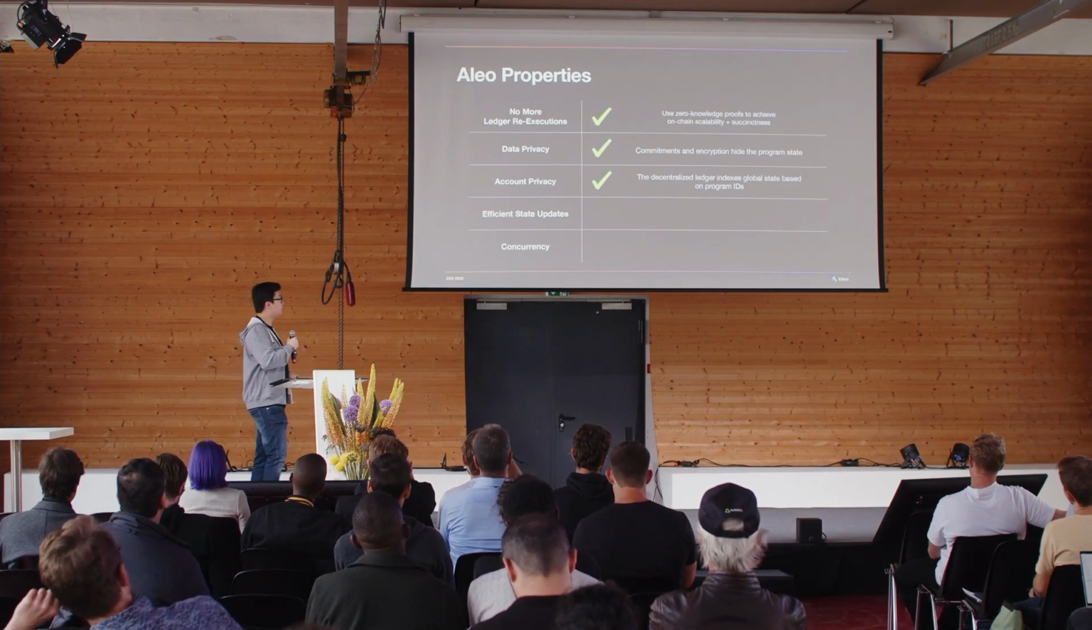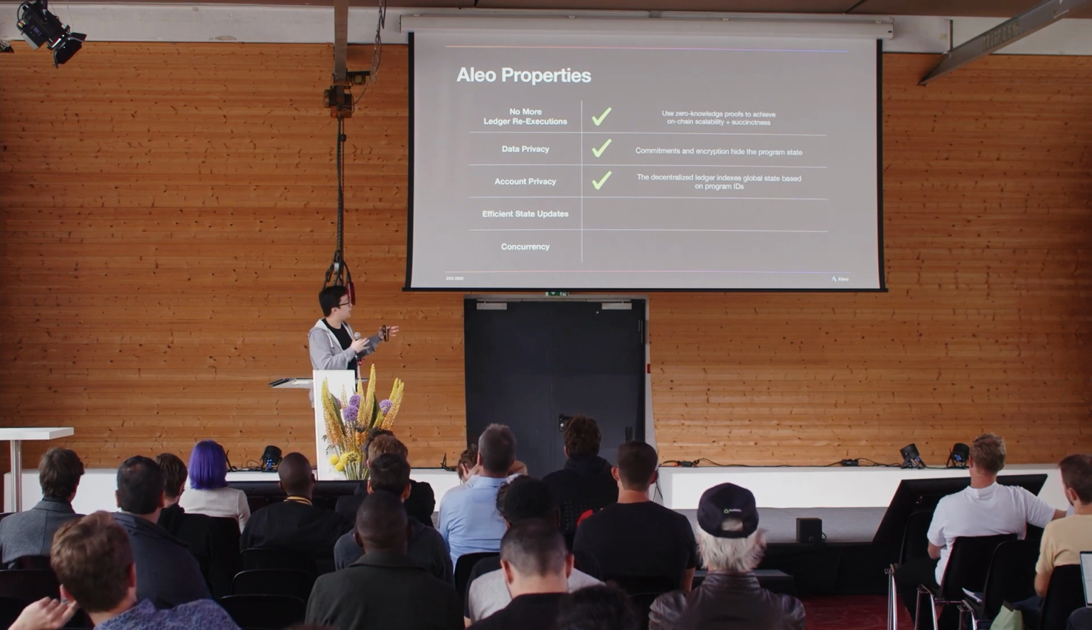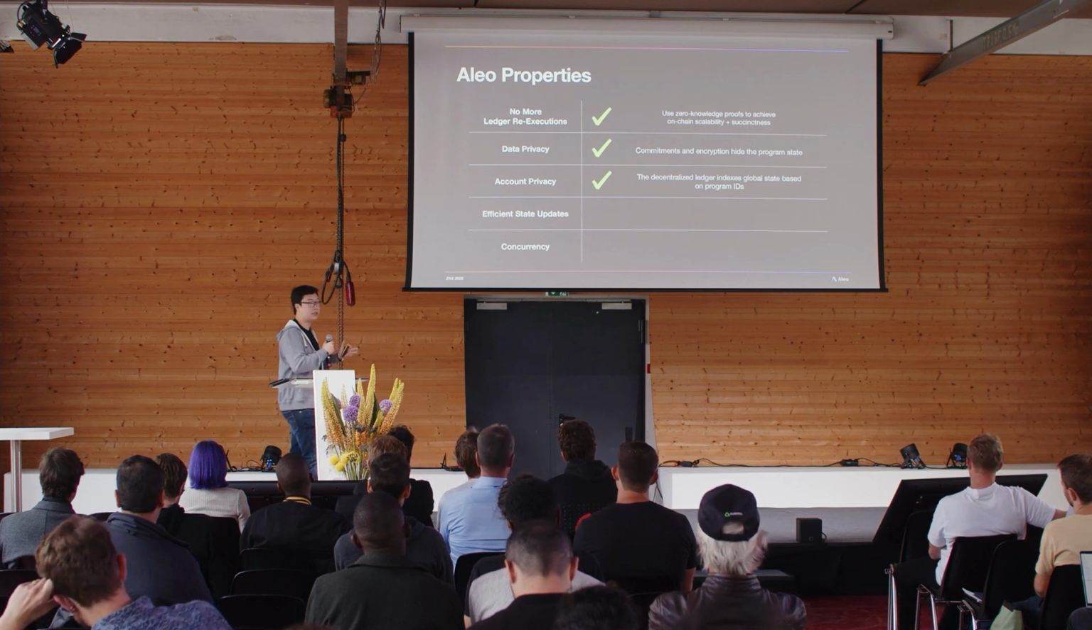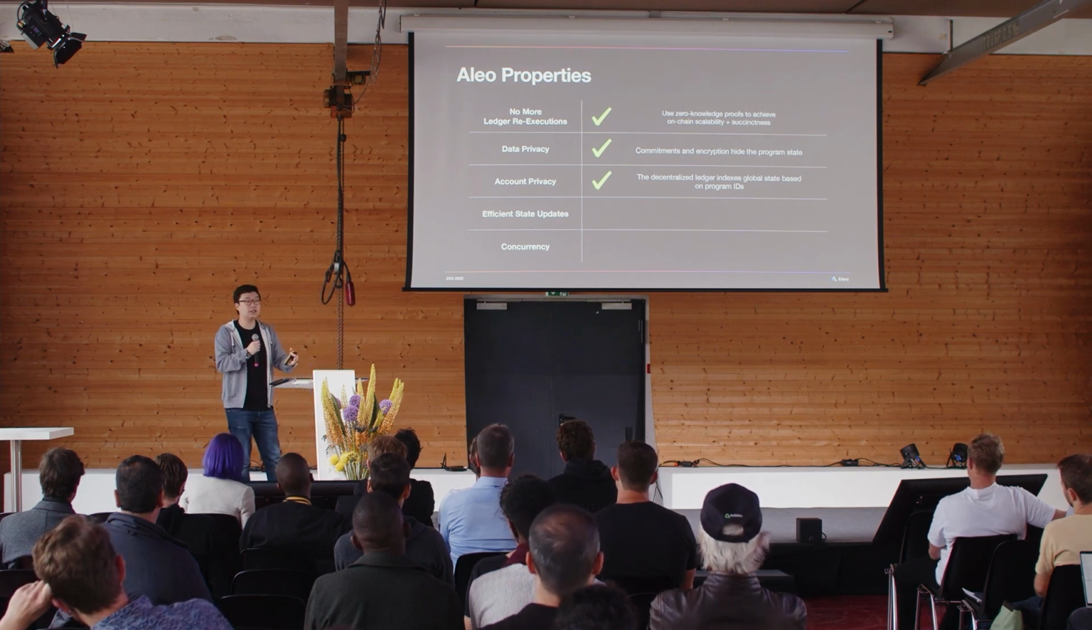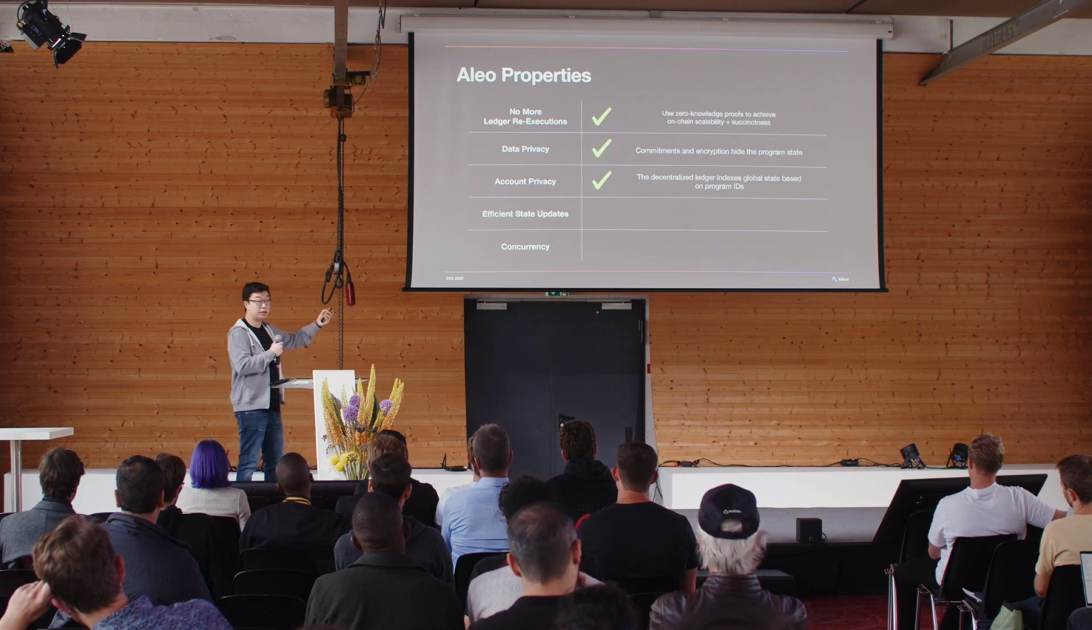So when we come back to it, now that we have abstracted into a record model, we actually get account privacy. Why? Because the decentralized ledger indexes global state based on these program IDs. These IDs end up becoming the actual clustering point as opposed to your account address. And that fundamentally changes the assumptions that are being made in the privacy model of programming.